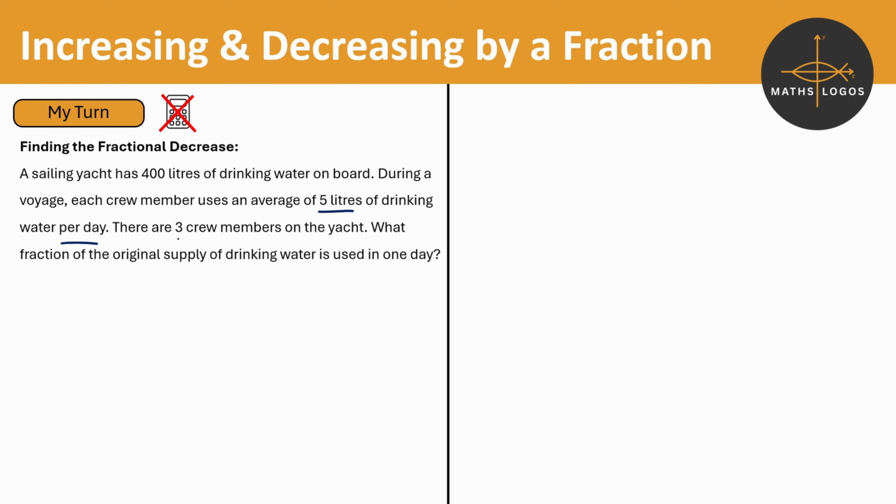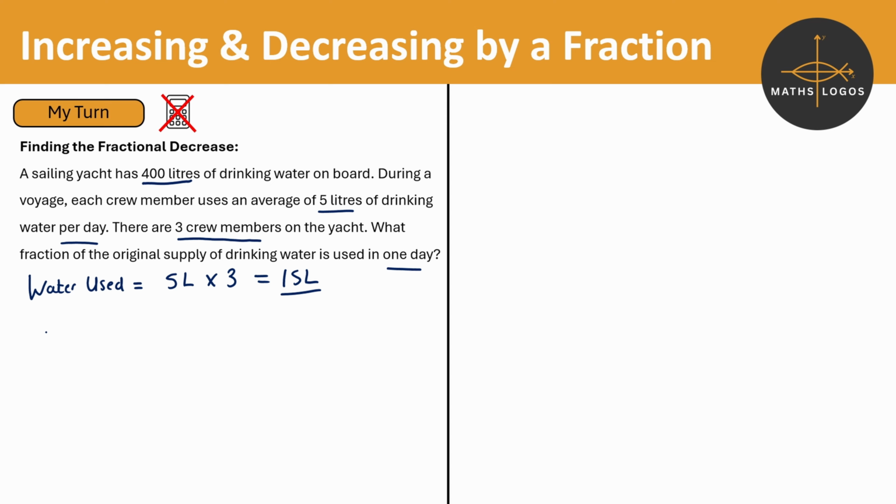Well, if we know that there are 3 crew members on board and every crew member uses 5 litres of drinking water every day, we can work out how much drinking water was used. Because we're only dealing with one day, that's nice and straightforward. So let's say the water used is equal to the 5 litres multiplied by the 3 crew members, which is going to be 15 litres per day. The question's asked us what fraction of the original supply, well that's of course the 400 litres, is used in one day. So we want to know what fraction of the 400 is the 15.